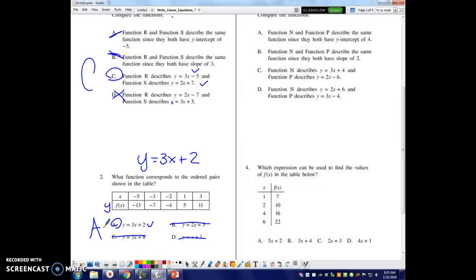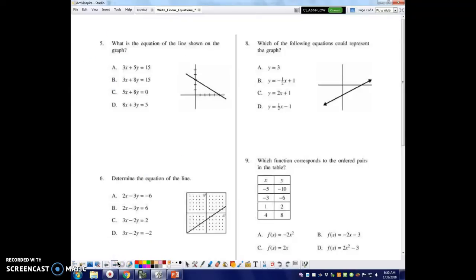So now let's look over at number 5. Number 5 says, what is the equation of the line shown on the graph? So for stuff like this, let's put them all into y equals, okay? So here are 2 steps to putting something into y equals. Move the x, write this down. That's step 1. Step 2, divide by y.